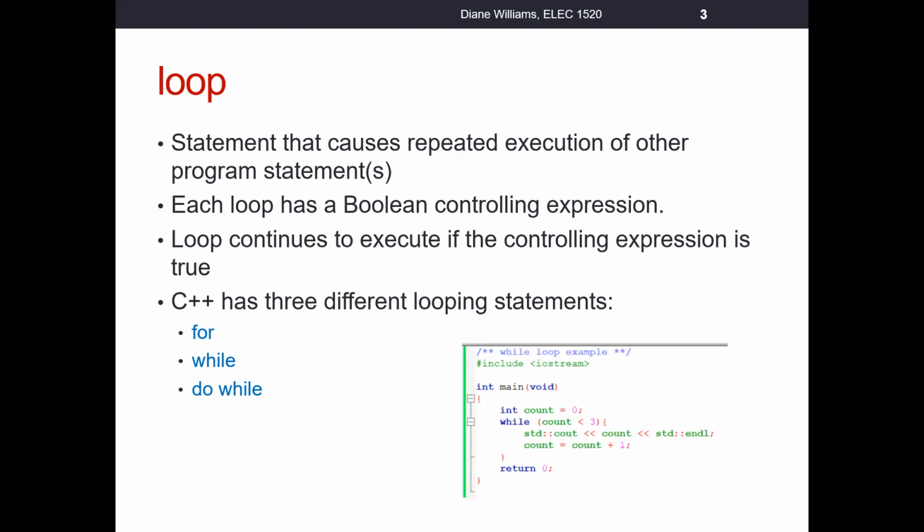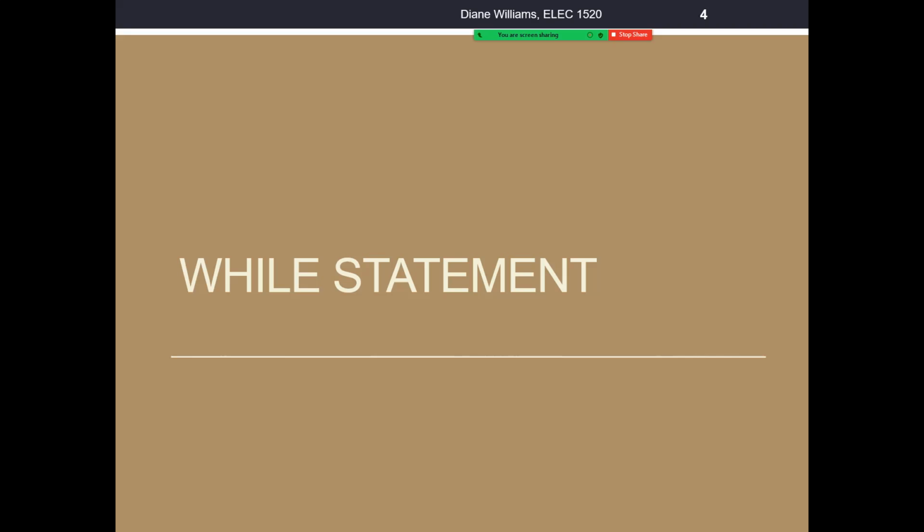Each loop is going to have a Boolean controlling expression. In other words, there's going to be a test, and as long as the test is true, our loop will keep executing. When the test is false, the loop will stop executing. We have three different looping statements: for, while, and do while. The do while is probably the least common. The while is the easiest syntax-wise to learn and understand, and that's why we start with it.